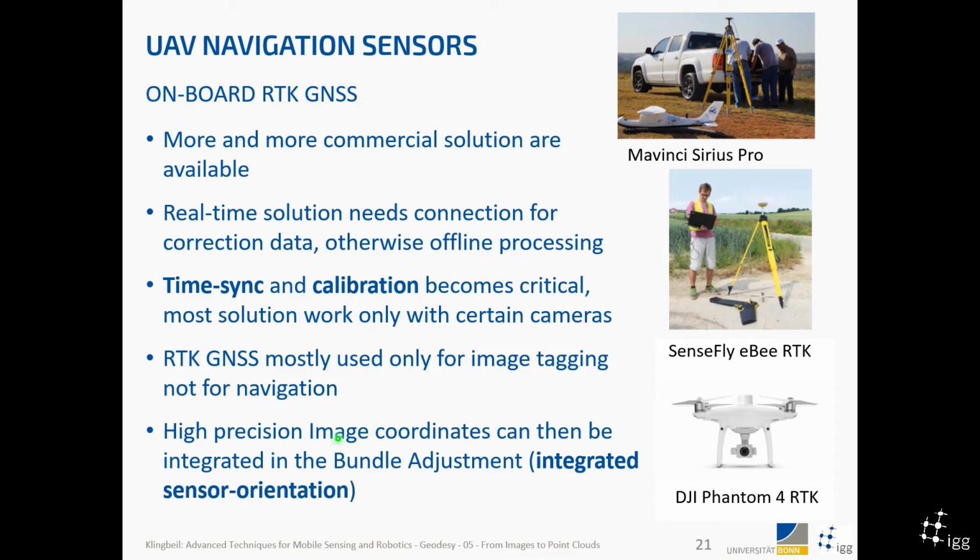So these high precision image coordinates can then be integrated in the bundle adjustment, as we said before. And this is then called integrated sensor orientation. If you do this and you use the high accuracy GNSS, then your resulting point cloud is already georeferenced within a few centimeters.